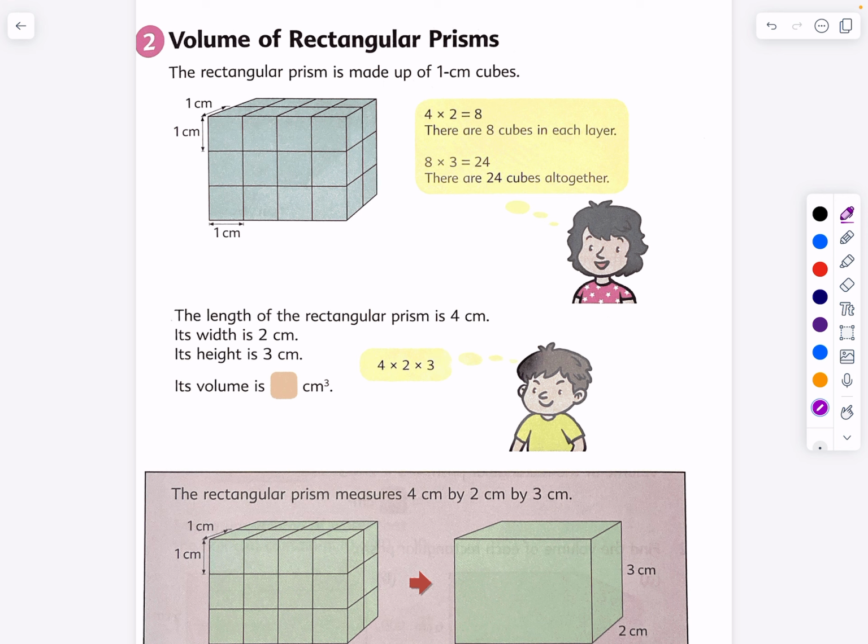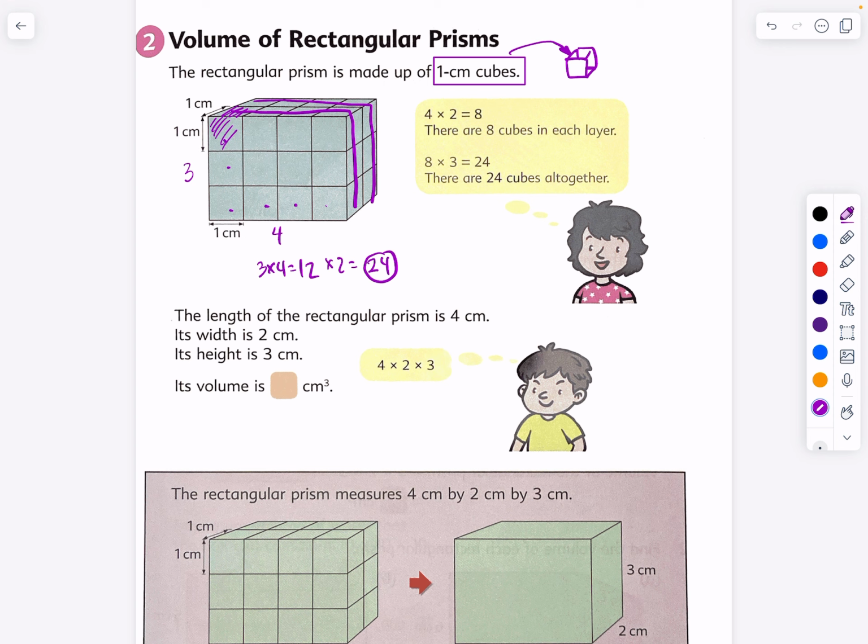This particular rectangular prism is made up of these cubes, right? They're 1 centimeter cubes, meaning we have the front, we have the back, and it's joined like that. So how many? Let's count. 1, 2, 3, 4 and 1, 2, 3. So it's a 3 by 4. That's your front plate. 3 by 4 equals 12. And we have two layers, the first plate and one on the back. So 12 times 2 equals 24.